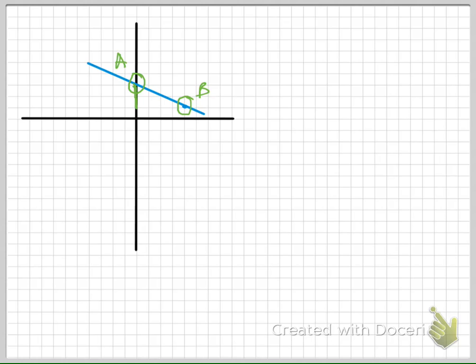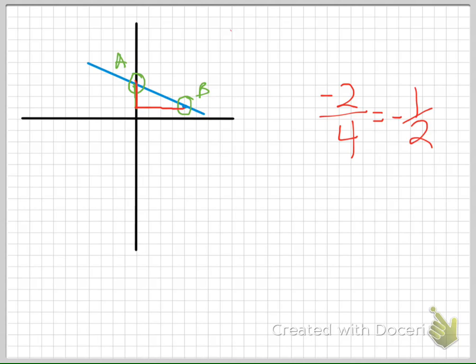So from A to B, I'm going down 1, 2 units, and I'm going to the right 1, 2, 3, 4 units, right? So my rise is -2, my run is +4, which means my slope is -1/2. Does this have a negative slope? Yes. If we look from left to right, it is going down.